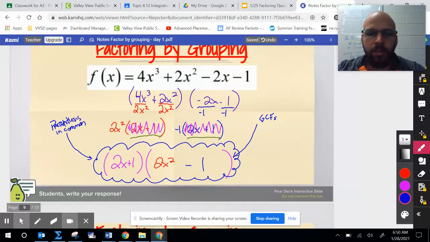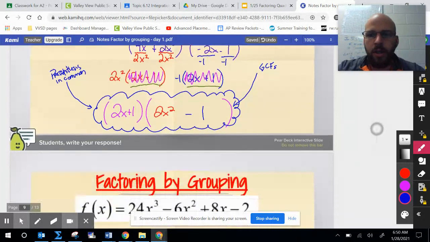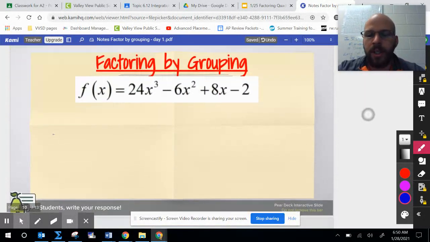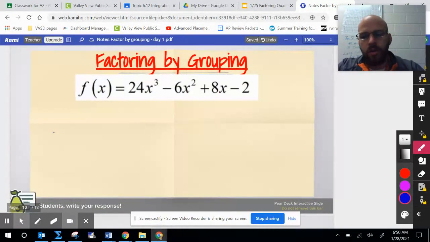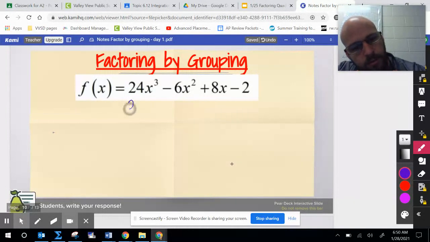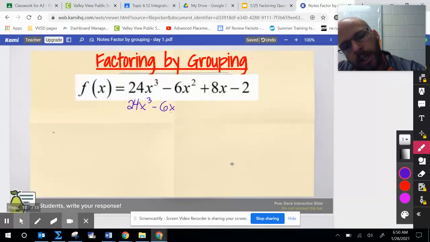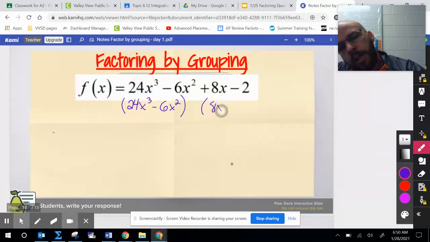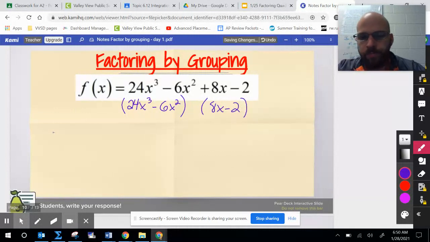So I have a few of these examples. The first time might have been a little shaky. It'll get better. You'll see me do the same thing every time. So I'm going to start. I want to write this. 24x cubed minus 6x squared. That's my first group. 8x minus 2. That's my second group.